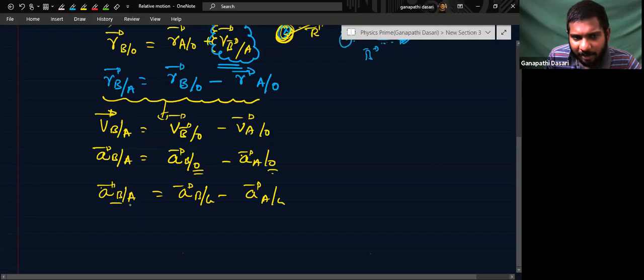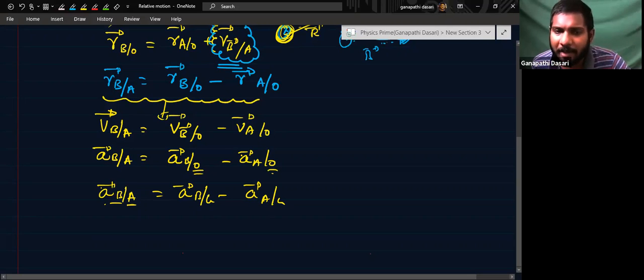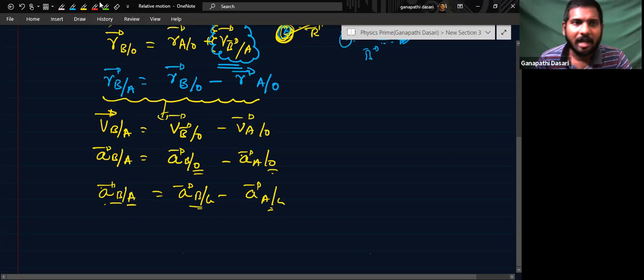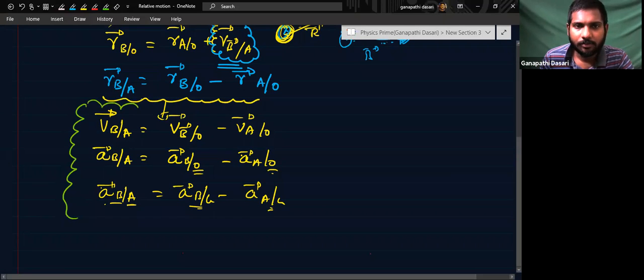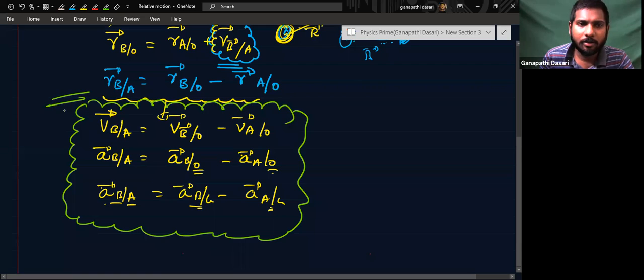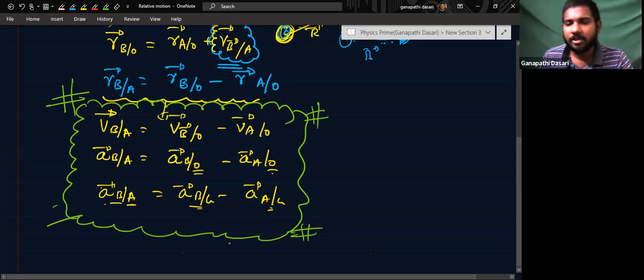Are you getting acceleration of B with respect to A? You need acceleration of B to some basic reference frame minus acceleration of A to some basic reference frame. I'm taking that ground to be the actual, to consider these to be actual accelerations. Did you get this one? These three equations will actually help you a lot in making your relative motion problems solve easily.